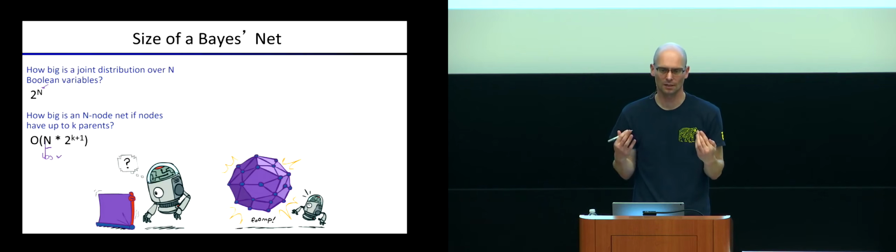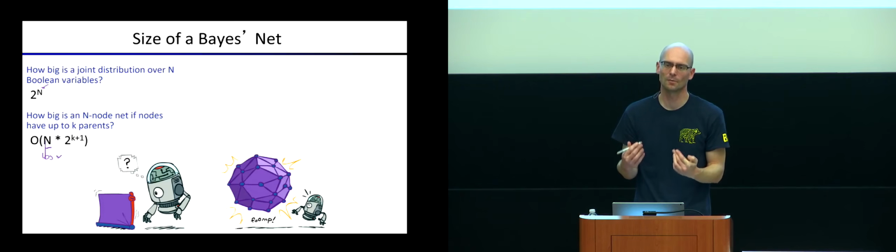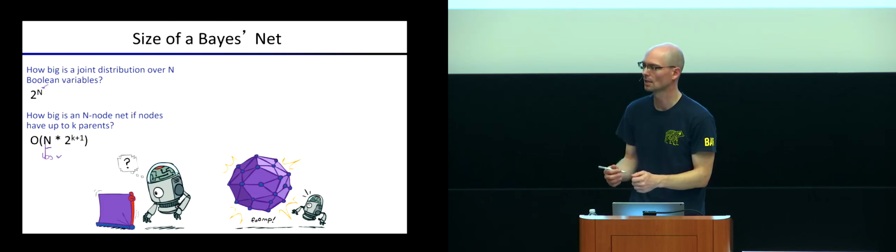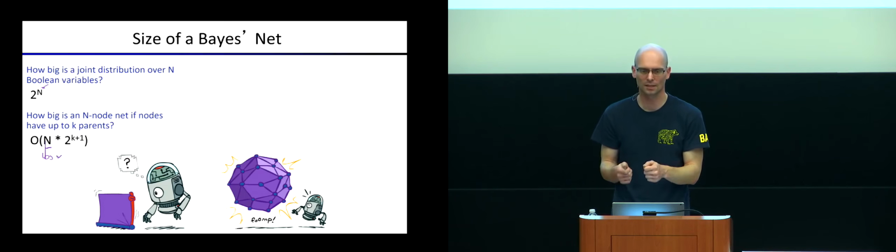And so you can already start thinking about this when you design Bayes nets. Often the name of the game will be ensure that not any single variable has a large number of parents. Because if you have any single variable with a large number of parents, that conditional probability table will dominate what you need to do.